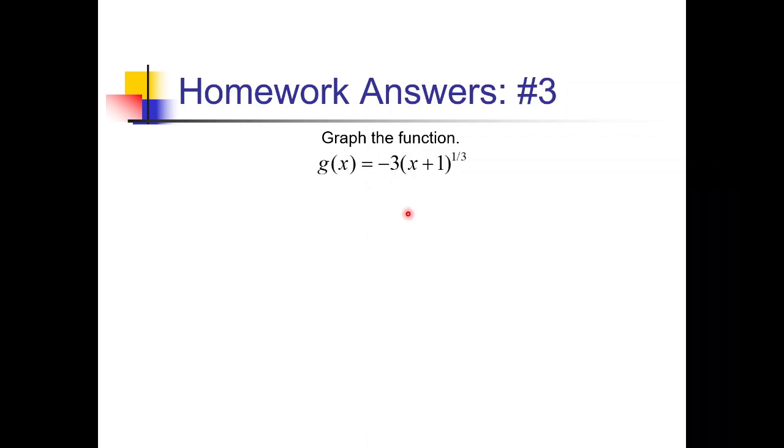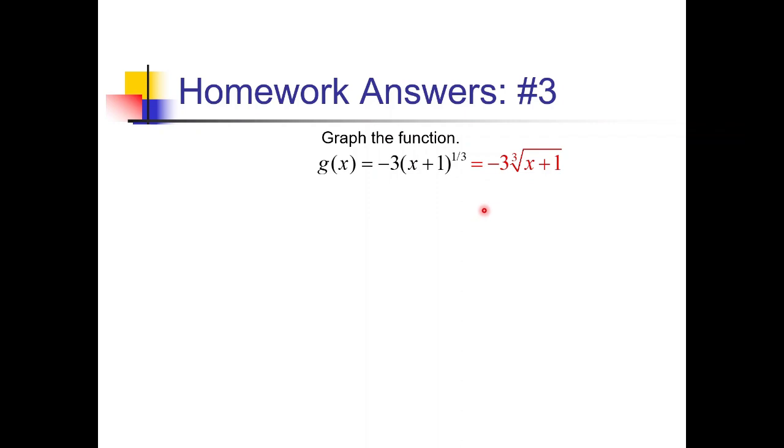For this problem, we're trying to graph -3 times x plus 1 to the 1/3 power. A good way to start this would be to turn that fractional exponent into a radical that we're a little bit more used to. So this is actually the cube root of x plus 1 with that -3 out there.